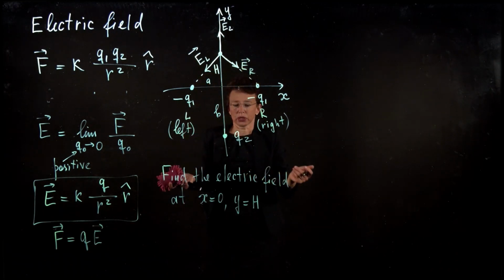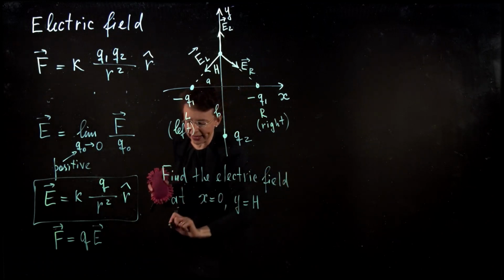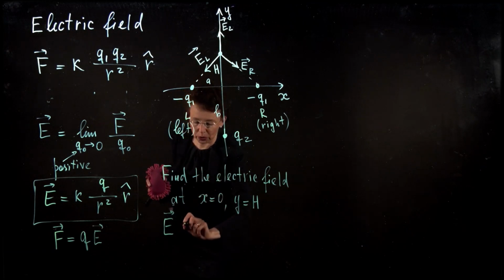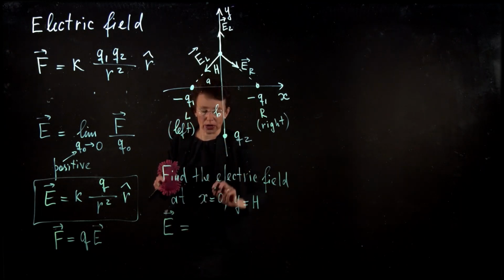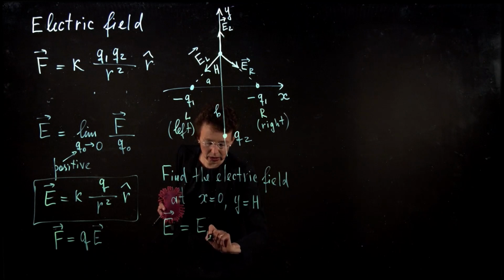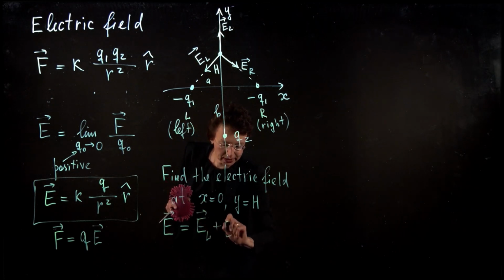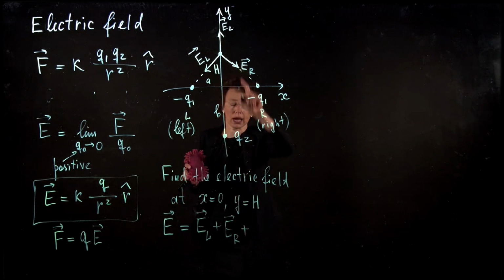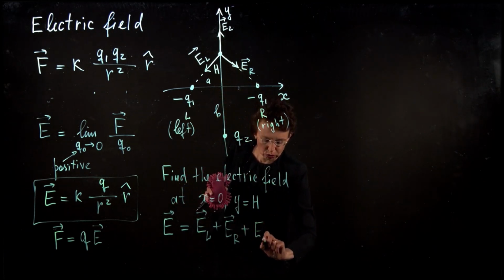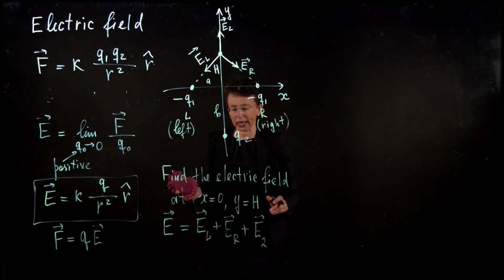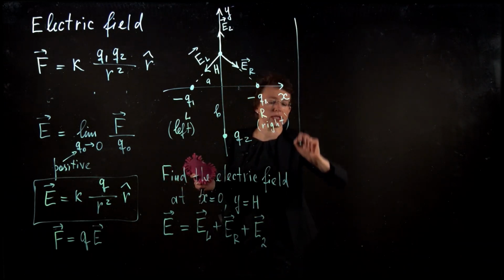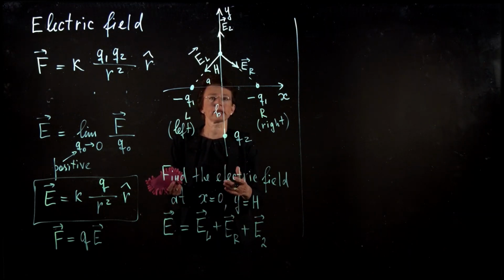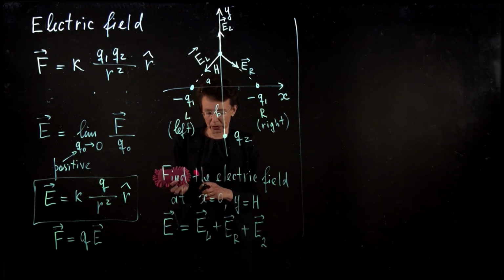Okay, so what will be the total net electric field? The electric field at point 0H will be the vector sum of the electric fields E_L plus E_R as a vector. We add them as vectors, plus E2. What we need to do next is express each of these electric fields in terms of components, and then add all X components together and all Y components together.